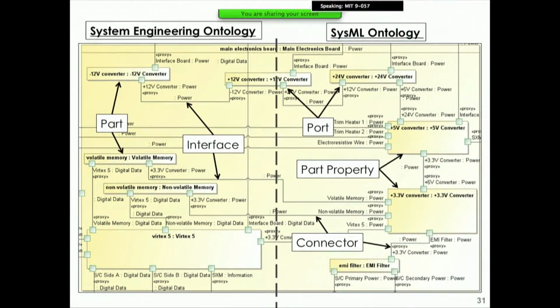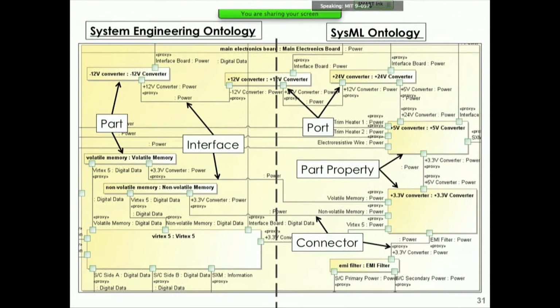So let me quickly go over some of the syntax. This is an internal block diagram, an IBD. This is the type of diagram that I find really interesting, representing these interfaces. So here's the systems engineering ontology we typically talk about. This is basically a model of an avionics board. So you have things like voltage converters, you have memory, volatile, non-volatile. We have an FPGA, which is our main computational unit.